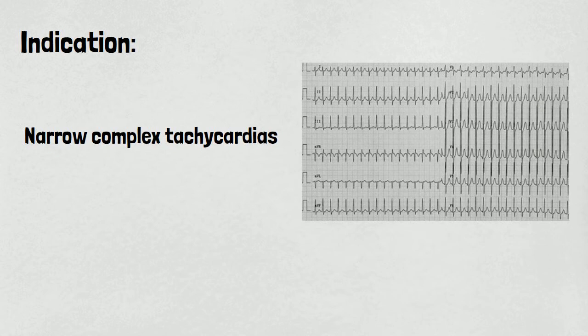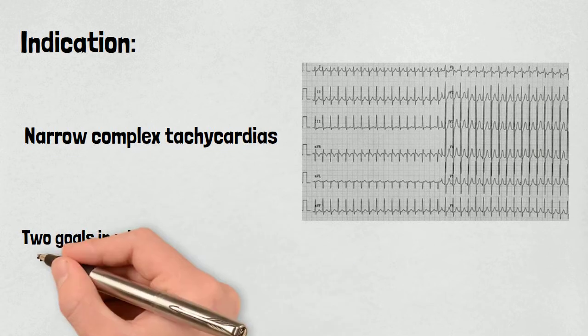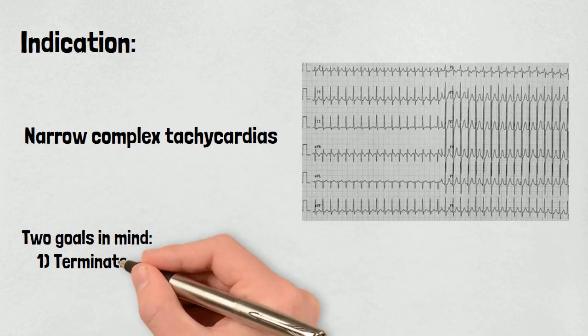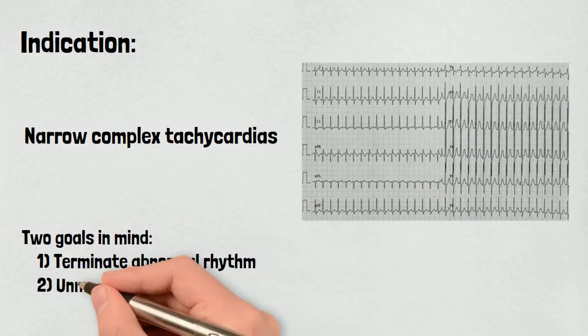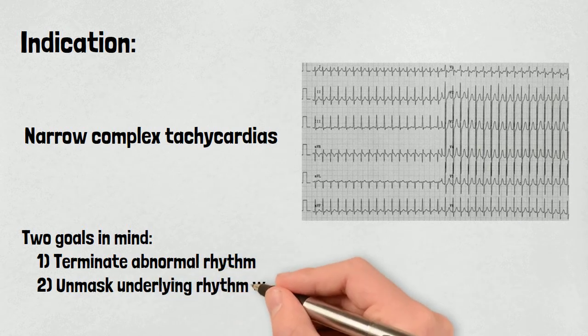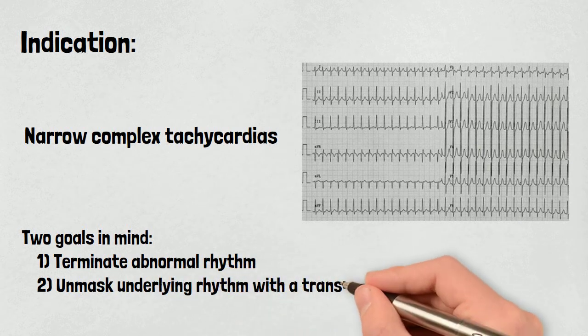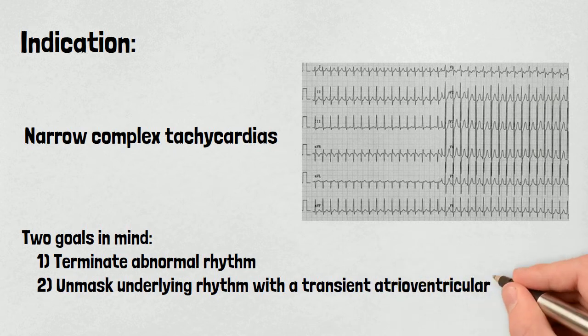So, with adenosine, we have two goals in mind. One, we want to terminate the abnormal rhythm and hopefully fix the problem, but if we can't do that, we want to try and unmask the underlying rhythm by inducing a transient atrioventricular block, hopefully so we can work out what the underlying problem is.